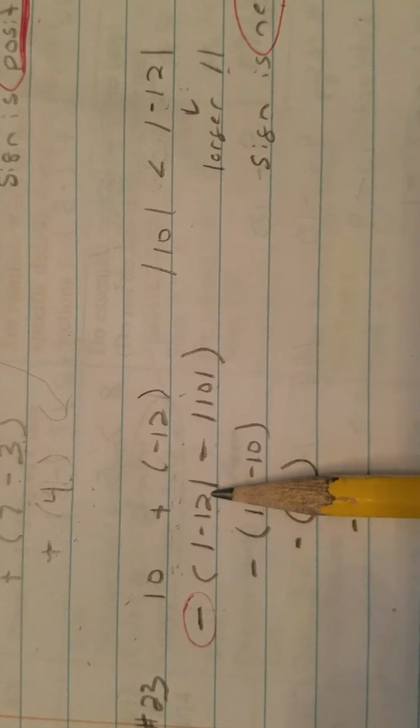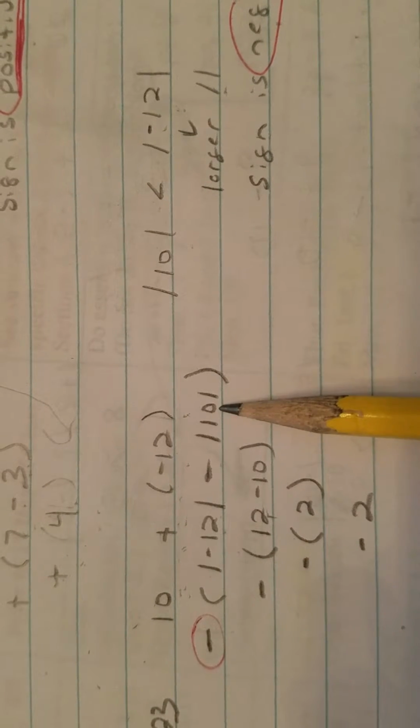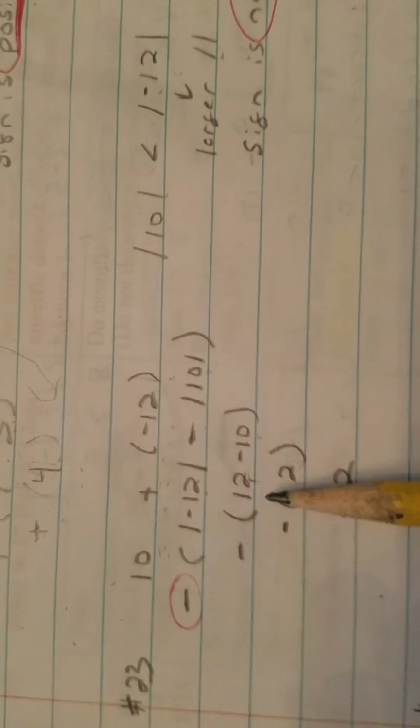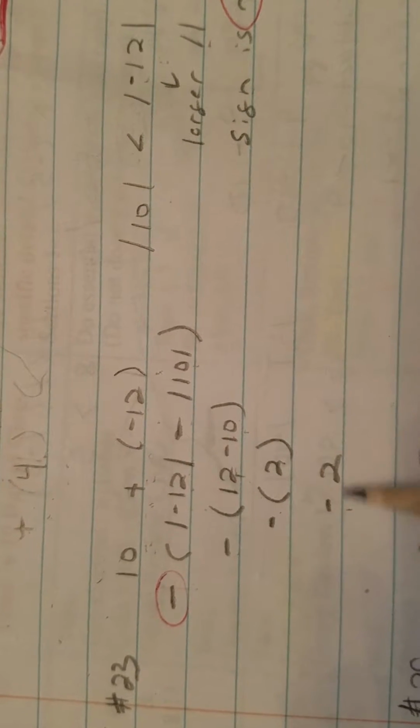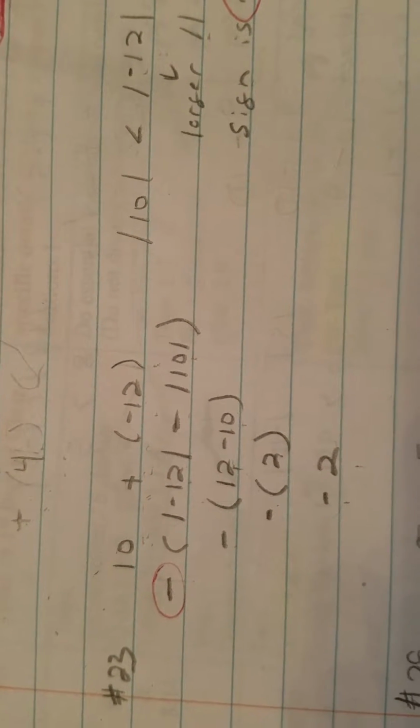So the absolute value of -12 is 12. The absolute value of 10 is 10. And 12 minus 10 is 2. And we're bringing this negative sign down. So your answer is -2.